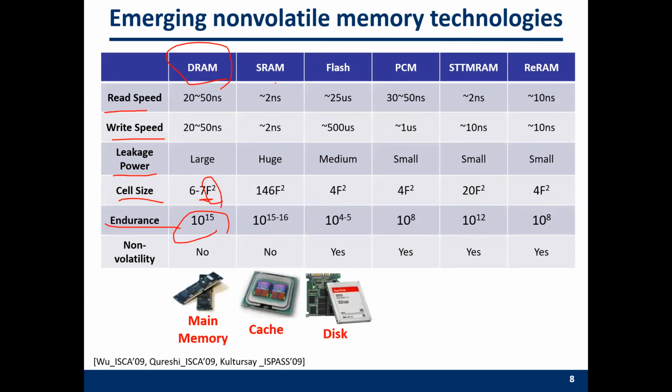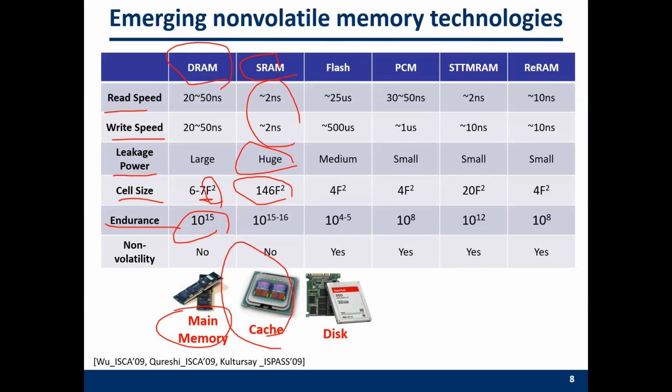So DRAM is used to implement the memory system. I also list the SRAM. We talked about SRAM before, which is an on-chip memory technology. It's very fast, but very power hungry. And you can see that by 6 transistor, this is our cell size. And it is used in the cache.